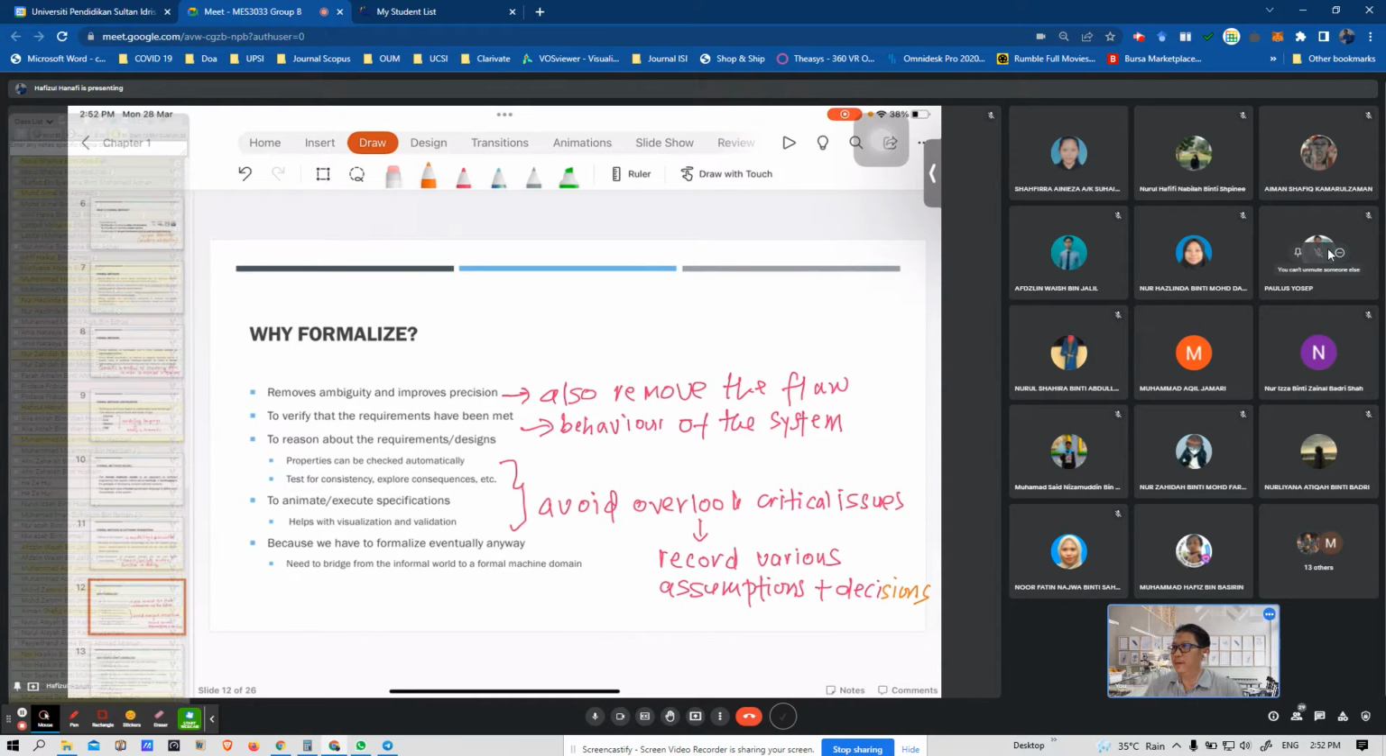Because we have to formalize eventually anyway, we need to bridge the informal world into the formal machine domain. And after we go by the world of abstraction, we go by the formal machine domain. That's why we use the Z notation to visualize, to animate the critical issues that help the developer.